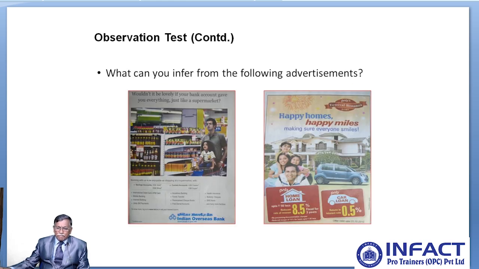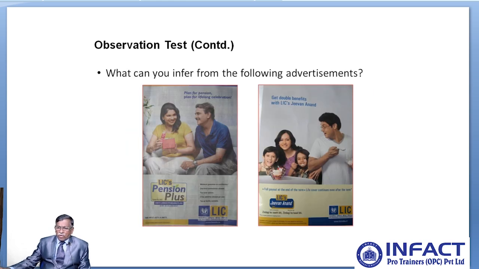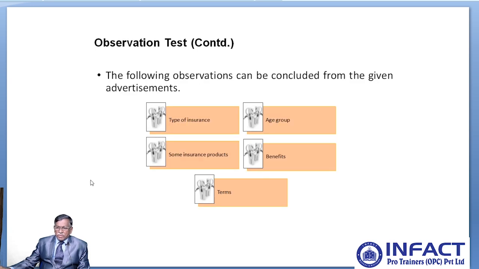Just look again. See this picture and what you can infer from the following advertisement. It is an advertisement given by LIC of India. It talks about some schemes. Let us see what it is. The following observations can be concluded from the given advertisement. One is the type of insurance. Then some insurance products are defined over there. And which age group can be covered under those schemes. Then what are the benefits of those insurance schemes. Then what are the terms. These things are explained in the picture.